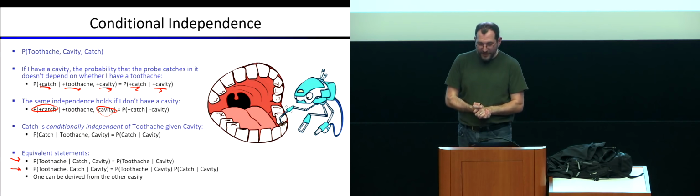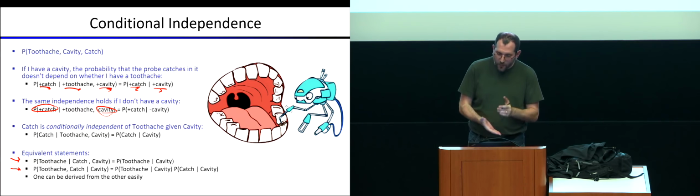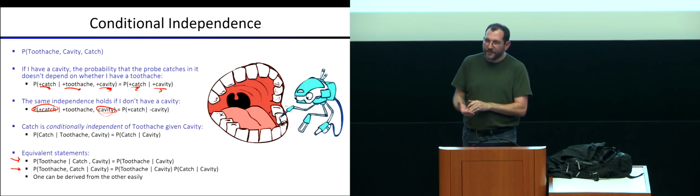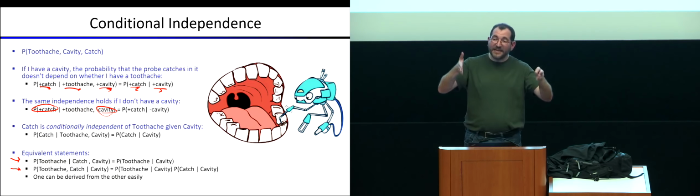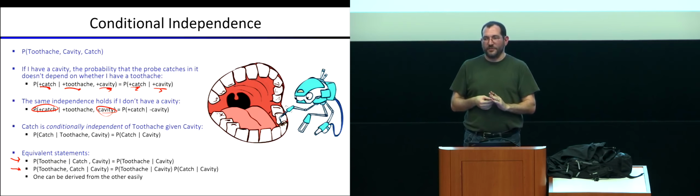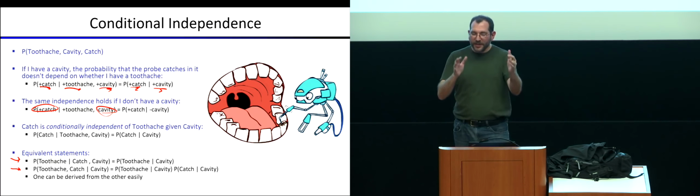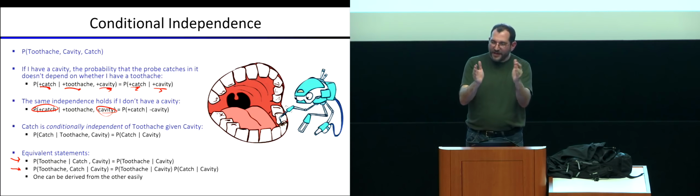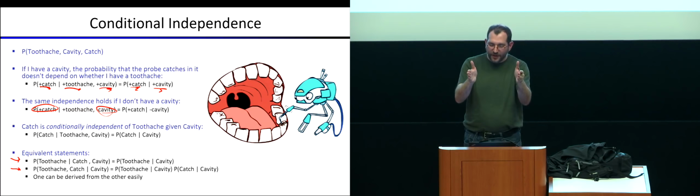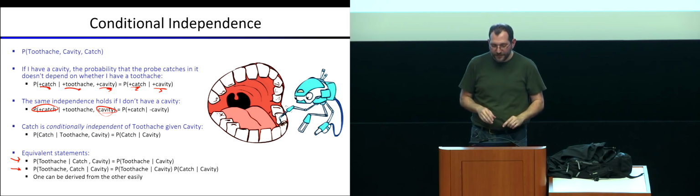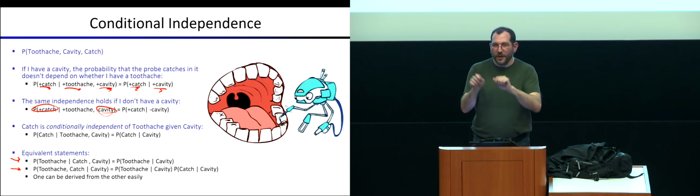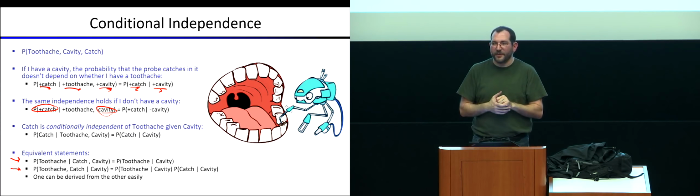You can also write it like this. I actually really like writing it this way. This says that once I know the value of the cavity random variable, whether it's plus or minus, the remaining distribution over toothache and catch is independent. So toothache and catch, you can think of that as its own little distribution over two variables conditioned on cavity. And if that little distribution itself is independent for that conditioning environment, then you have conditional independence. Each of these can be derived from the others. You can apply your definition of conditional probability and cross stuff out and show that.